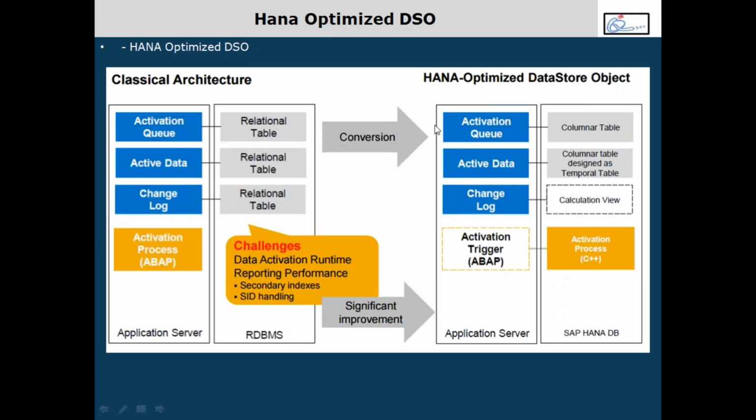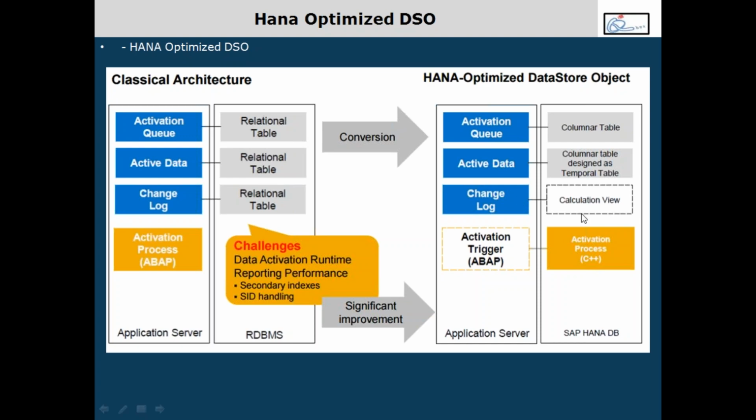So when you load data, data gets into the activation queue, which is a new table, and then when you activate, it will be performed with C++ as a program, as a procedure, which will write data into the active table. And the change log does not maintain any data physically, because they wanted to eliminate the size of the change log. So the change log will not be physical.